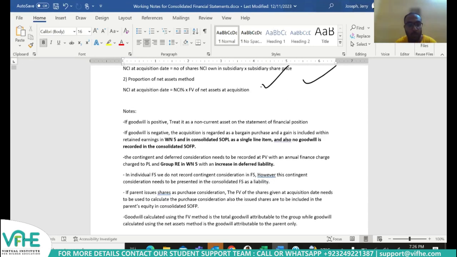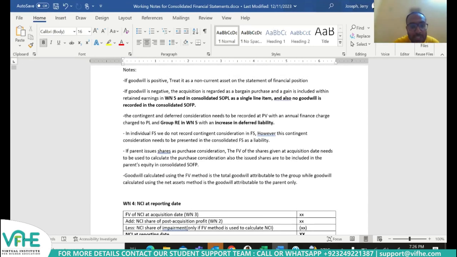Okay. So moving on. If goodwill is positive, treat it as a non-current asset on the financial statements. Definitely, goodwill is an intangible asset. We need to show it in the financial statements. So the 20 rupees will be shown in the financial statements as a non-current asset.